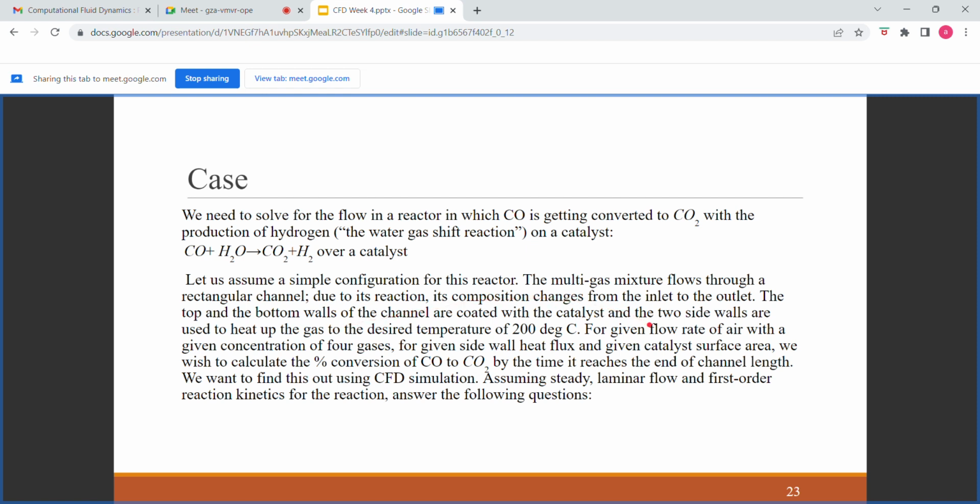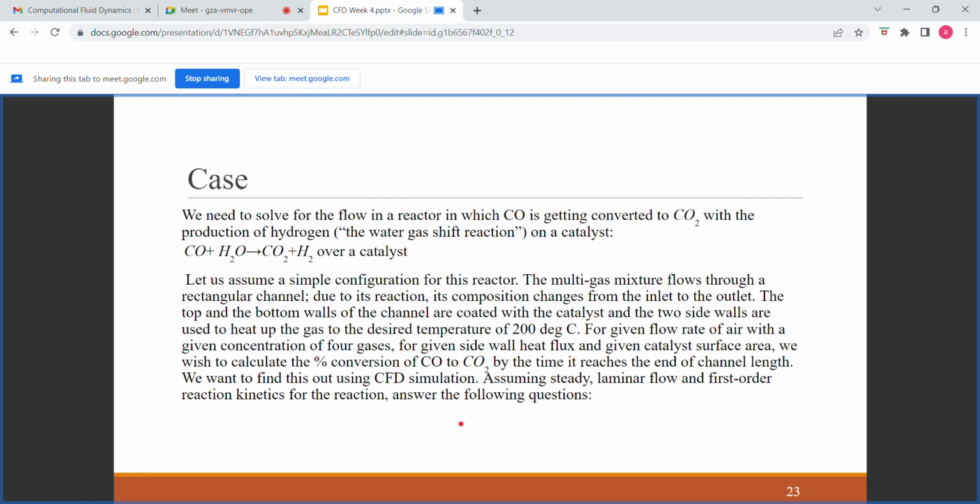For a given flow rate of air with a given concentration of 4 gases, a given side wall heat flux and a given catalyst surface area, we wish to calculate the percentage conversion of carbon monoxide to carbon dioxide by the time it reaches the end of the channel length. We want to find this out using CFD simulation, assuming steady laminar flow and first order reaction kinetics for the reaction. Assuming all these things, answer the following questions.